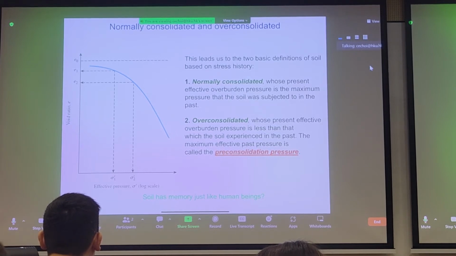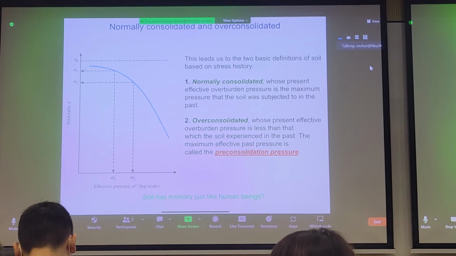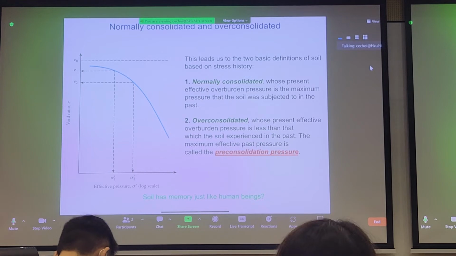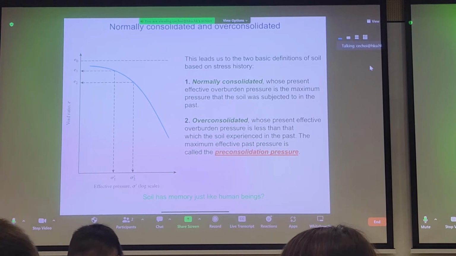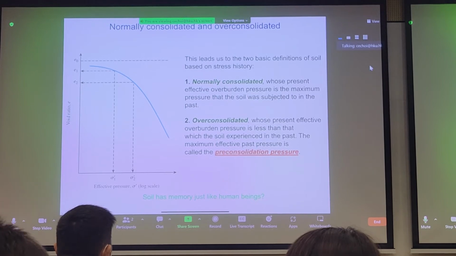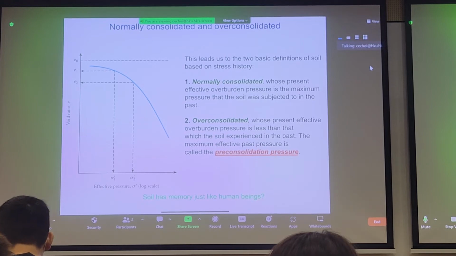Now, we often refer to 2 types of soil. The soil can be either normally consolidated or over-consolidated. And you can see from the definitions here, normally consolidated is if your soil's present effective overburden stress is already the maximum pressure that it's ever experienced, then we say the soil is normally consolidated. In contrast, if the soil is experiencing a stress level that's actually less than what it's encountered in its lifetime, then we say it's over-consolidated.